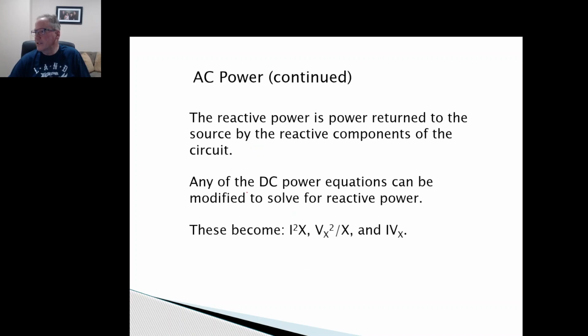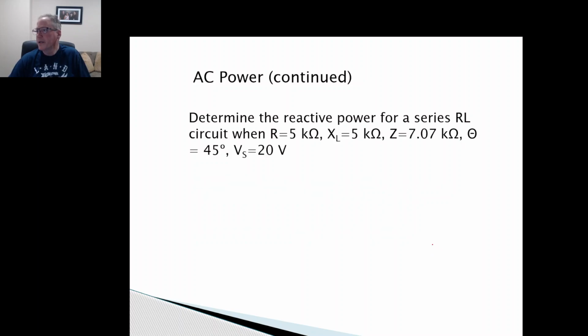And then if we wanted to calculate the reactive power, instead of using resistance, we end up using the reactance. So in this case, it's I squared X, or Vx squared over X, or IVX. All right? So determine the reactive power for a series RL circuit. So this is the same circuit, right? 5K resistor, 5K of inductive reactance. The impedance is 7.07K at 45 degrees, and the source is 20 volts.